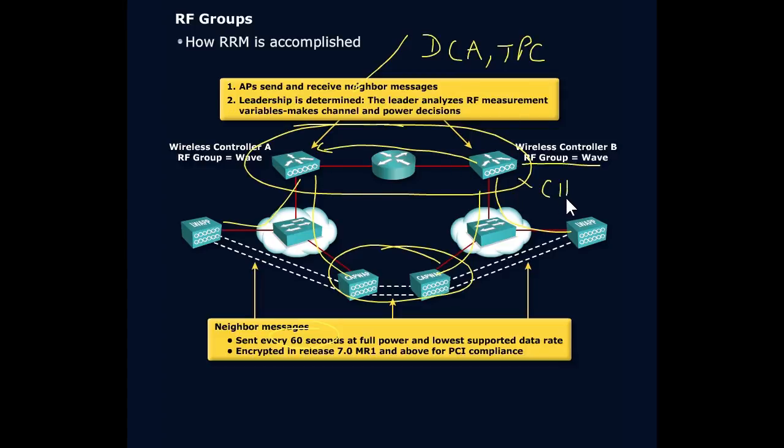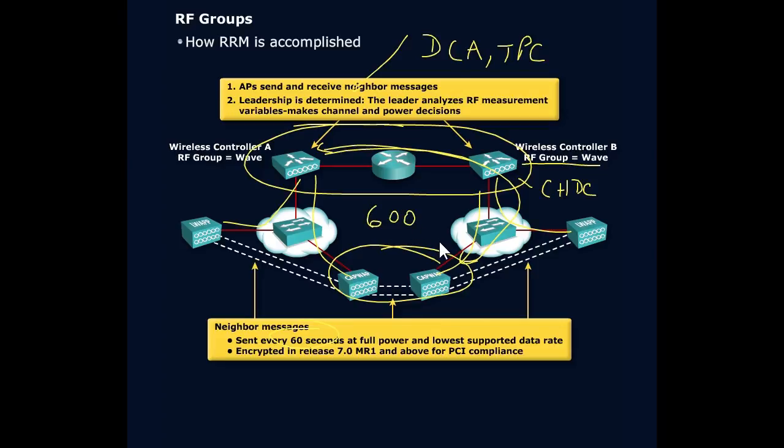Interestingly, when it comes to the coverage hole detection and configuration process, that's actually done by the local wireless LAN controller, not associated with the leader necessarily. But again, you see this idea. It's not the access points. It's up to the wireless LAN controller and maybe to the elected group leader, I should say. And that leader will then pass downstream the instructions on how to tune the specific access points that are out there. Those neighbor messages are sent every 60 seconds by default.